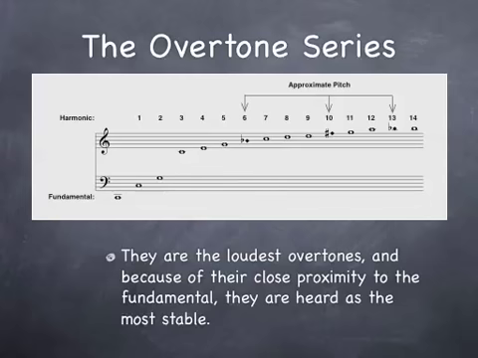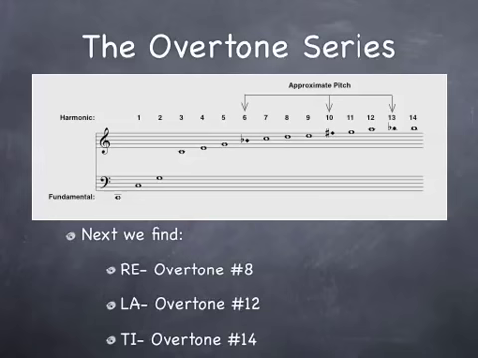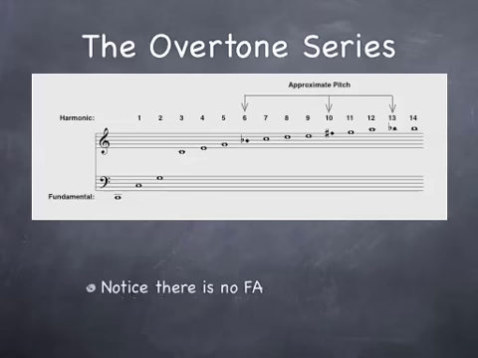Now if we go further in the series, we can see that overtone number 8 is re of the major scale. Overtone number 12 is La of the major scale, or the 6th degree of the scale. And overtone number 14 is Ti, or the 7th degree of the major scale. What we don't find in the overtone series is the note Fa, or the 4th degree of the scale.